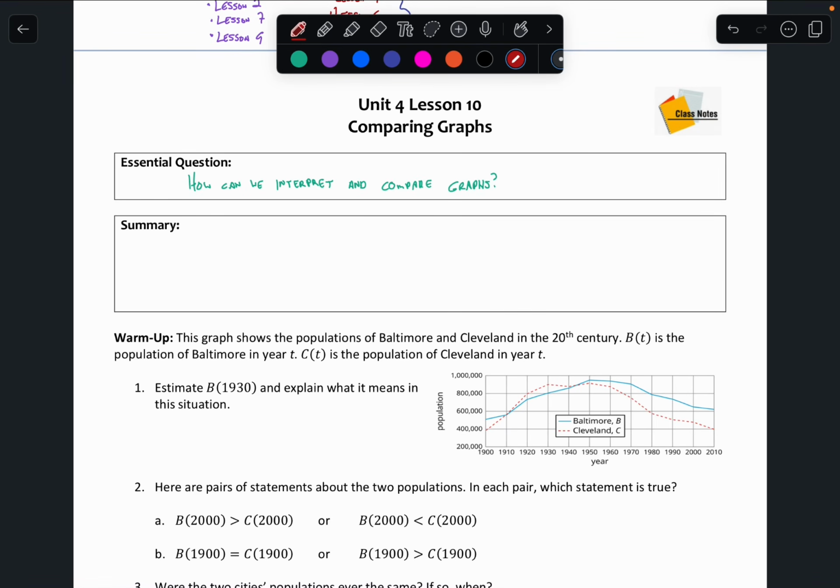So in this video, our essential question today, make sure you copy it down, is how can we interpret and compare graphs? So we're going to be combining what we've been working with, analyzing graphs, and also our function notation. So what I want you to do now is just pause and try the warm-up on your own.